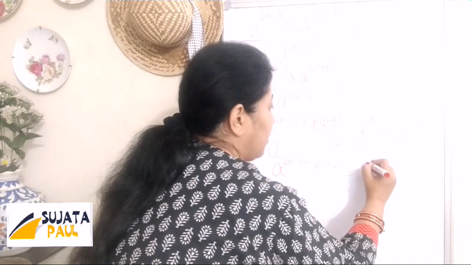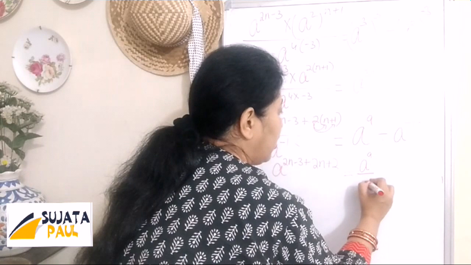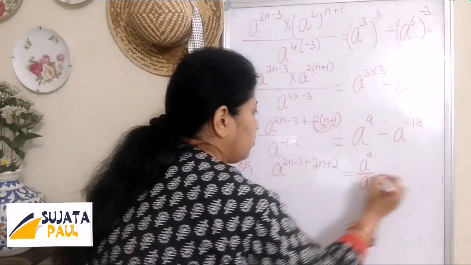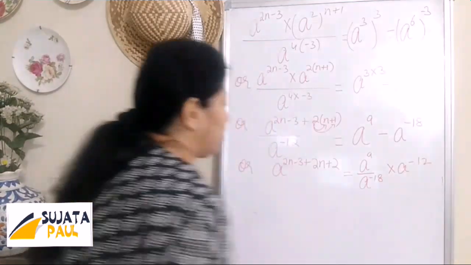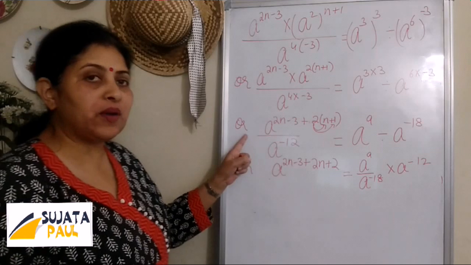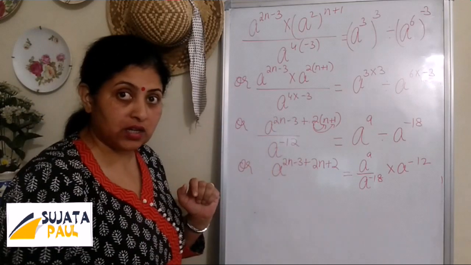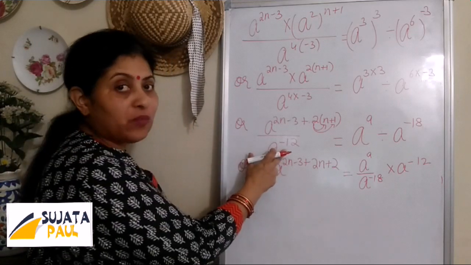So this will become a raised to the power of 9 upon a raised to the power of minus 18. Or let me just take this here into a raised to the power of minus 12. This actually means that I have multiplied this by a raised to the power of minus 12. This gets cancelled over here. Did you understand what I said? This is a raised to the power of minus 12.